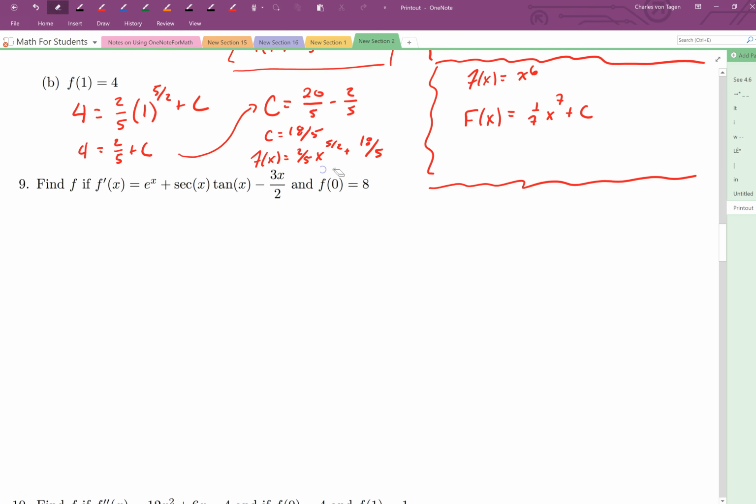So let's have you guys pause the video, and I'd like you to try number 9 on your own. There's no difference between number 9 and number 8, other than finding the antiderivative is maybe a little trickier, but it's different than before. So pause the video and give that a shot.